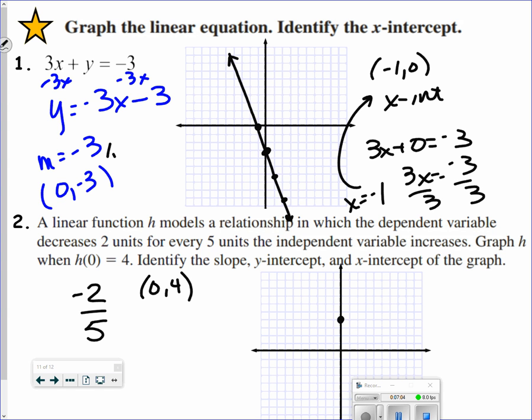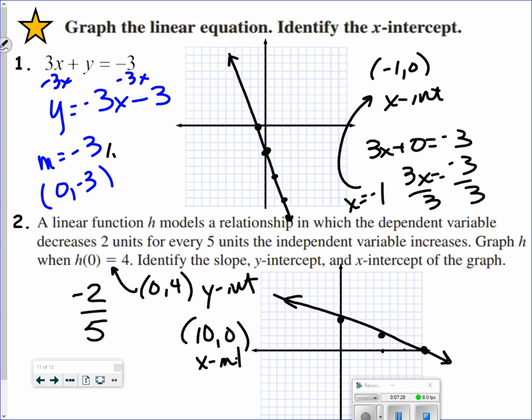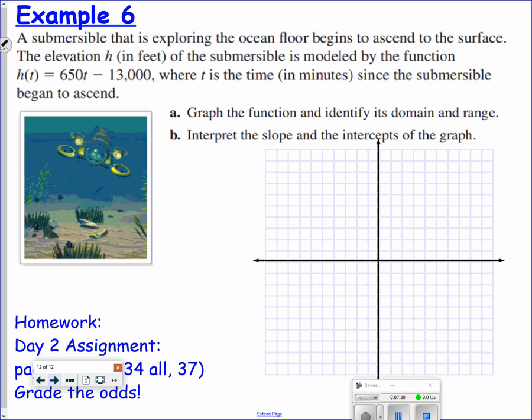0, 4 is the y-intercept, slope of -2, so down 2, right 5, down 2, right 5. And so I'm looking at the graph here, and I see that it's crossing at the point 10, 0. So my y-intercept, given the h of 0, and my x-intercept by looking at the graph.